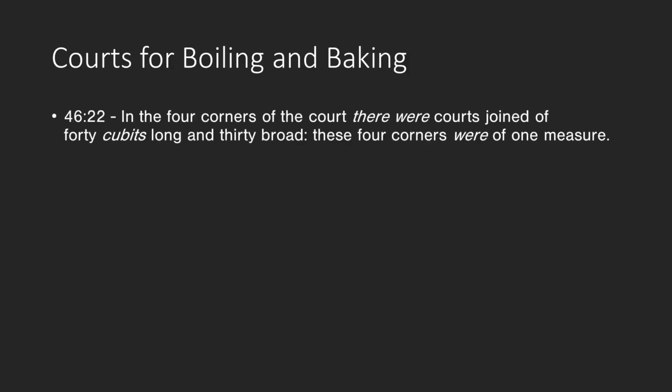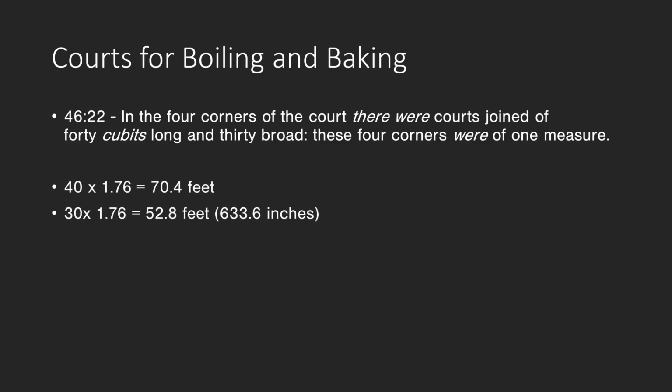Let's look at the outer courts. In the four corners of the court, there were courts joined of 40 cubits long and 30 broad. These four corners were of one measure. So there we have 30, our biblical month number, and 40, which we've discussed over and over again, giving us 70.04 on the long side and 52.8 on the short side. And the side that is associated with the number 30 gives us 633.6 inches. I'll remind you that the diameter of the earth in furlongs is 63,360. I can't say that I recognize the numbers for perimeter and area, however.